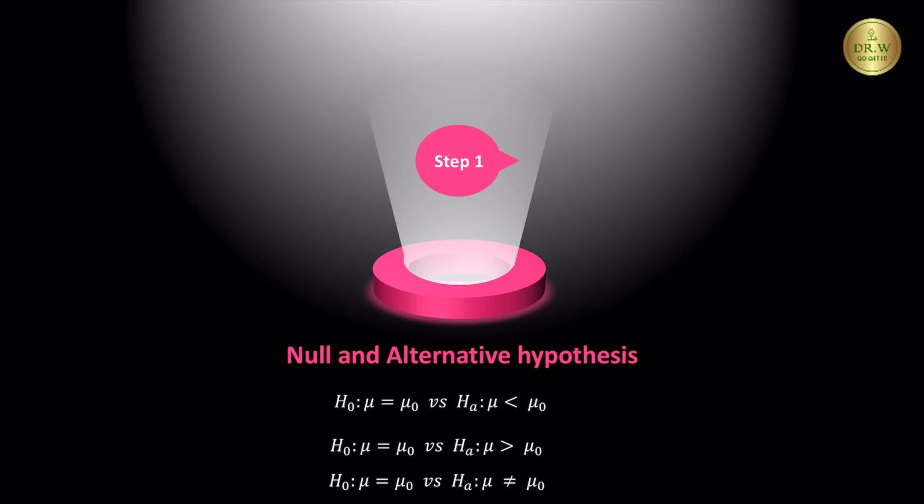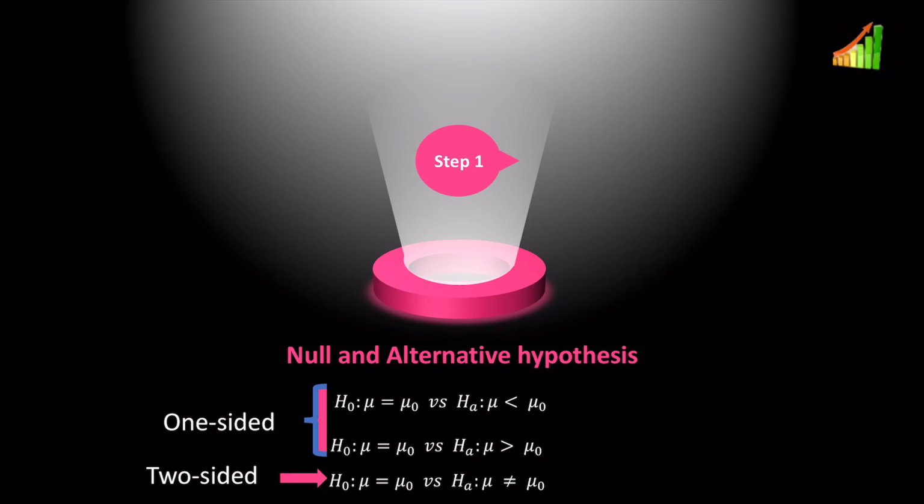These hypotheses depend on the problem. The first two hypotheses are called one-sided because under the alternative hypothesis you see mu less than or mu greater than. Then we call it one-sided. The last one is two-sided. Why do we say two-sided? Under the alternative hypothesis, we use mu not equal to mu naught. Here we use the equal sign under H naught.